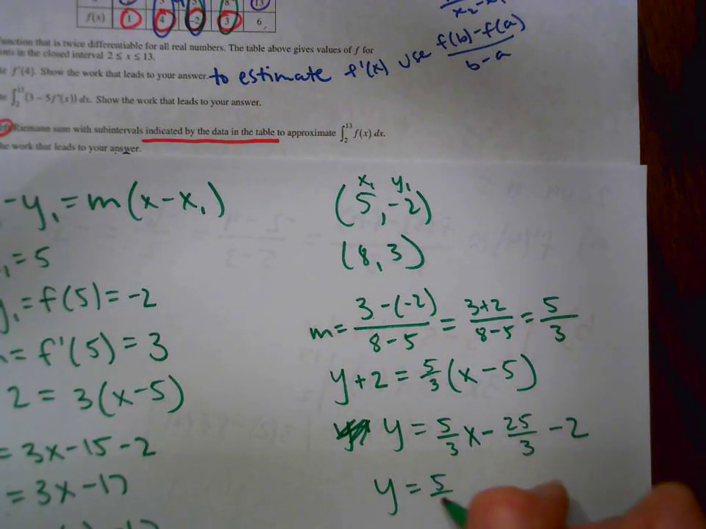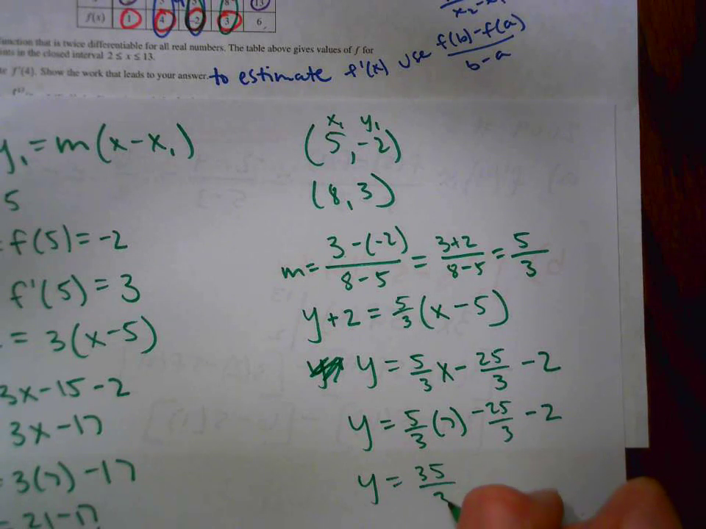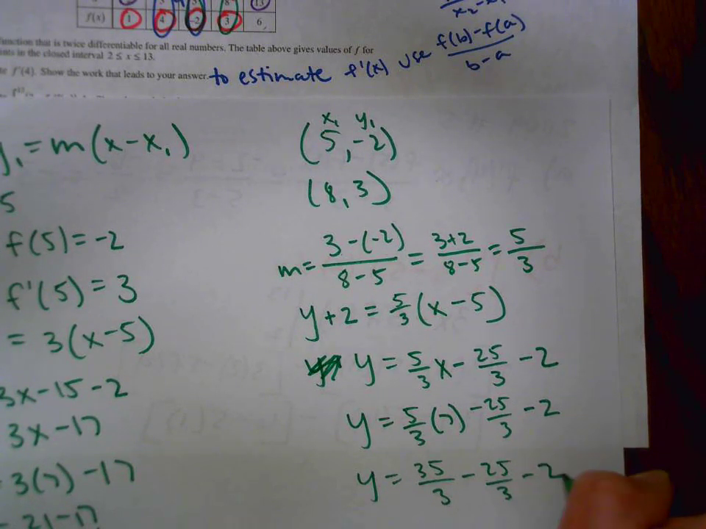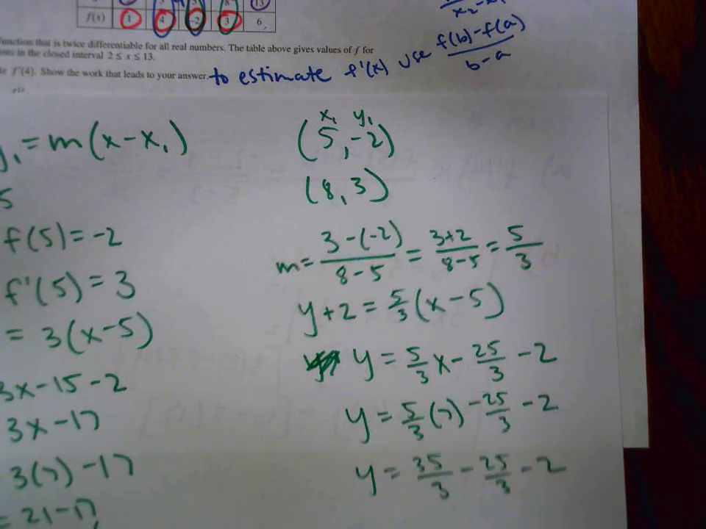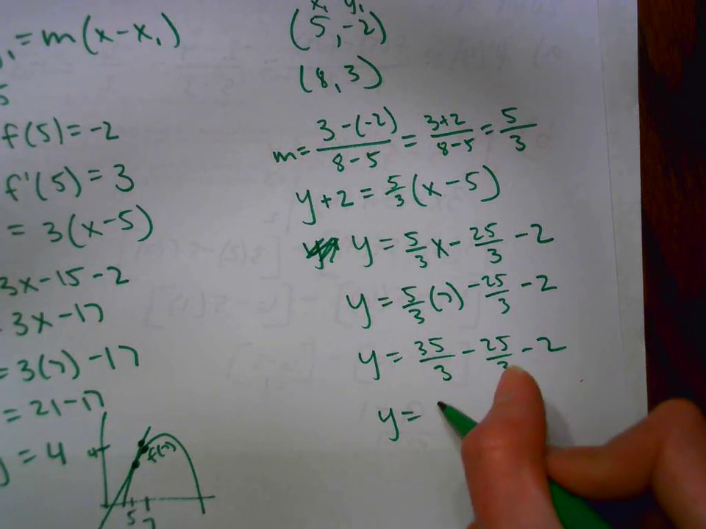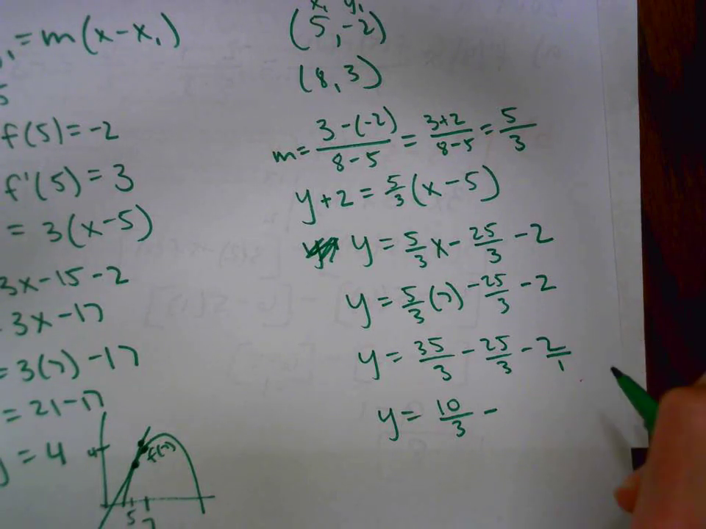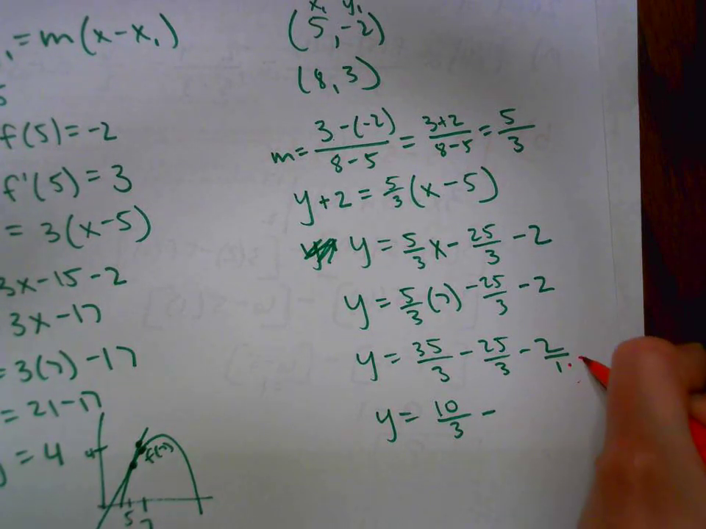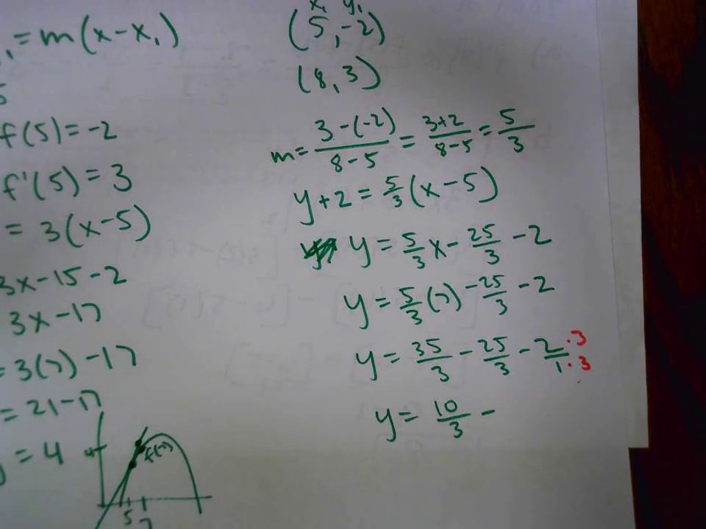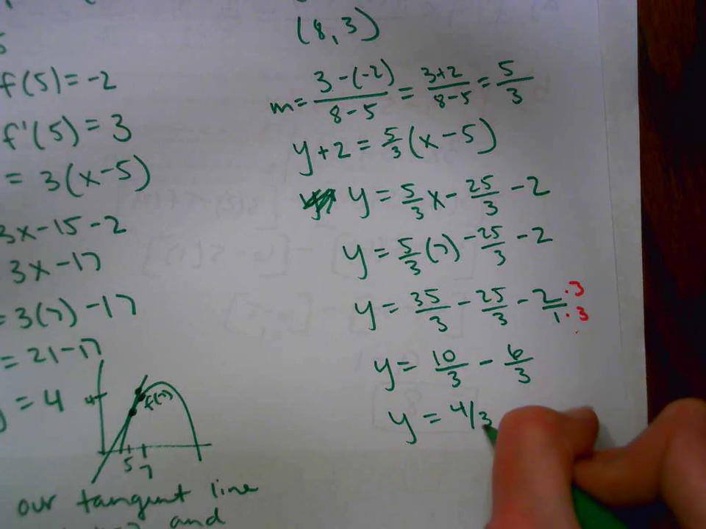Now I'm going to plug in 7. So what does this become? y equals 35/3 minus 25/3 minus 2. So I'm going to go ahead and simplify my thirds. 35 minus 25 is 10/3 minus, I'm going to make this thirds also. So I'm going to put that 2 over 1 and multiply it by 3 to get a common denominator. That is the same thing as 6/3. Now I can subtract these. 10 minus 6 is 4/3.